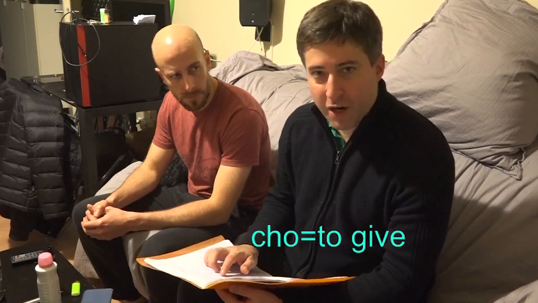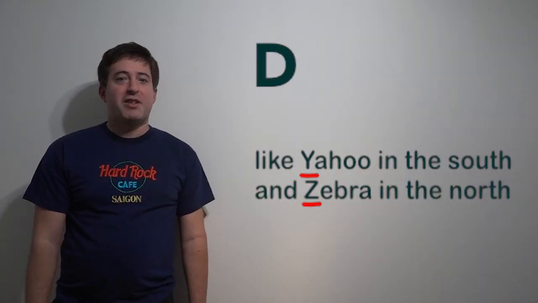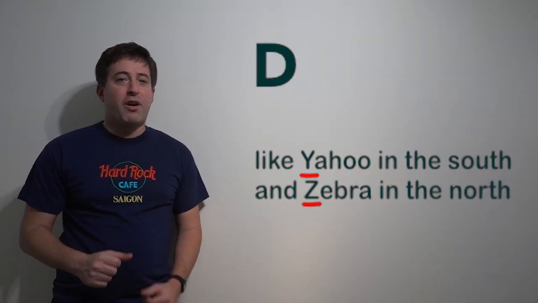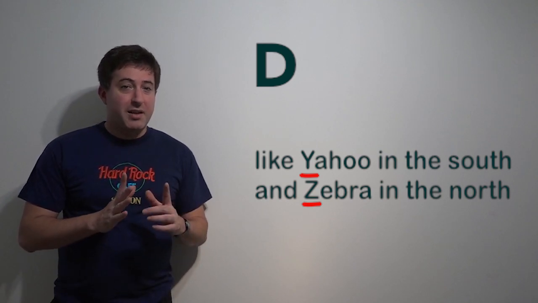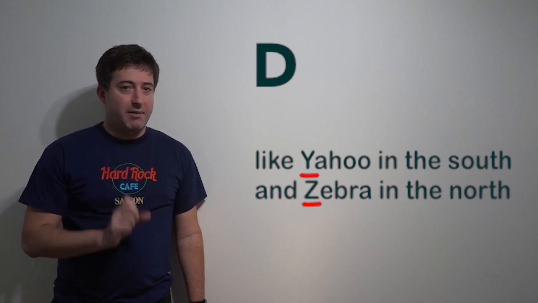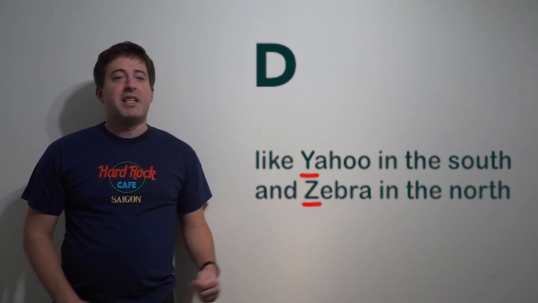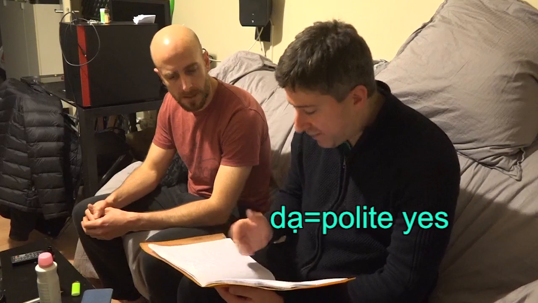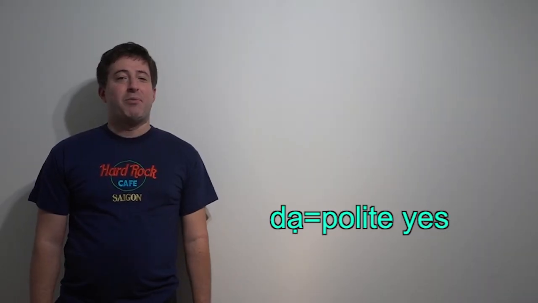Next letter, d or z. Ya in the south, z in the north. In the south they pronounce it like Yahoo, and in the north like zebra. An example with this letter is dạ. It means yes in a polite way.